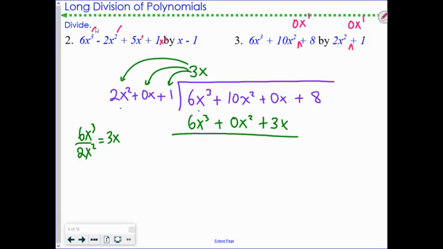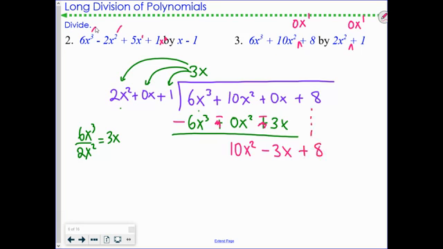Then I have to think, okay, I've got to subtract these. So when I'm subtracting, I add the opposite. Opposite, opposite, opposite. This gives me nothing. Don't bother writing the nothing. Only if it's at the beginning, yeah? Only if it's the first thing. 10x squared minus nothing gives me 10x squared. Nothing minus 3x is minus 3x. Bring down your next number.